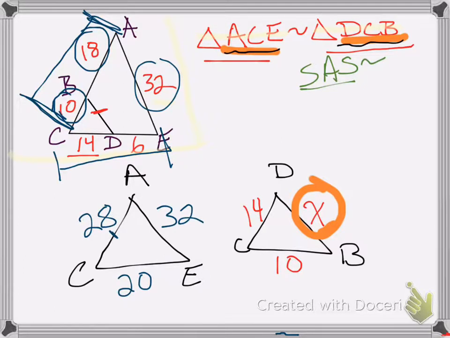The angle, I think, is the easiest. Both triangles use angle C. So we can say angle C is congruent to angle C, and that is by our reflexive property. Cool, there's the angle. Now we have to worry about the sides.